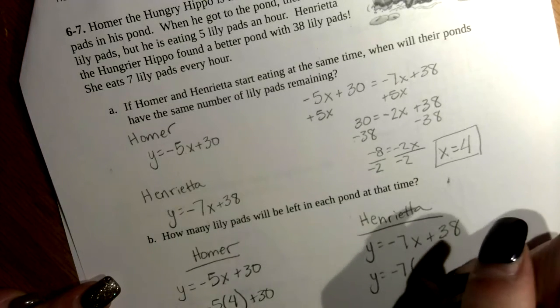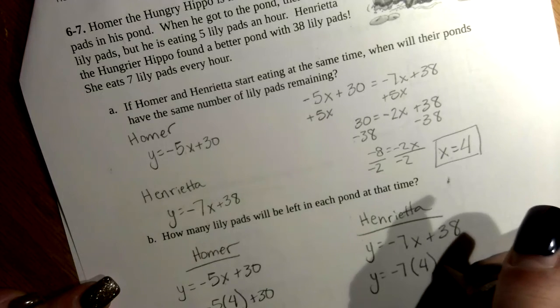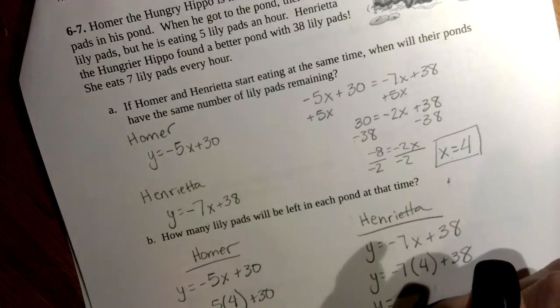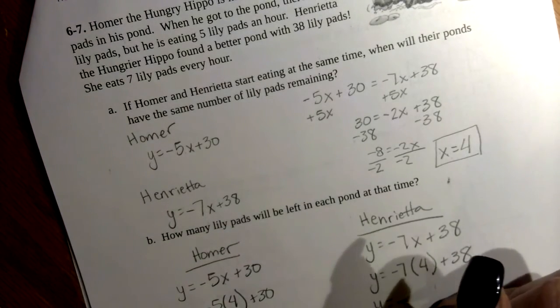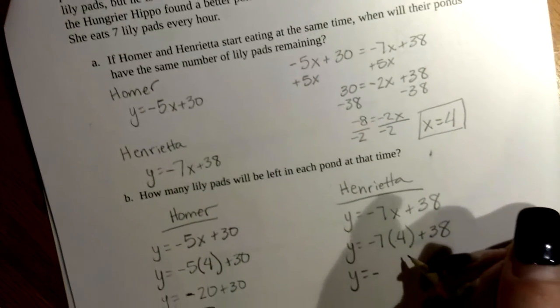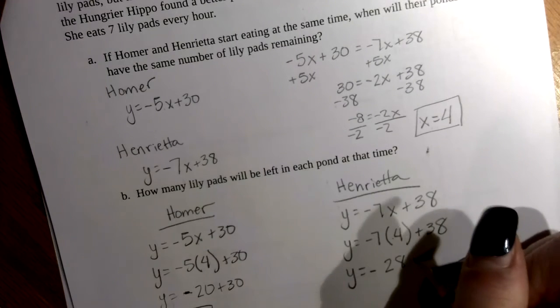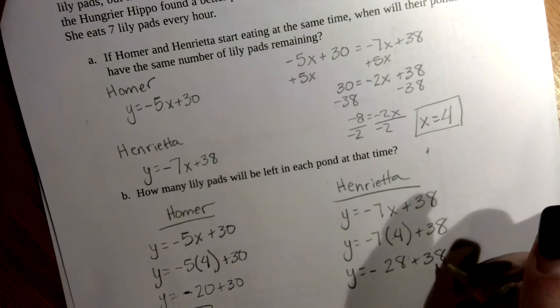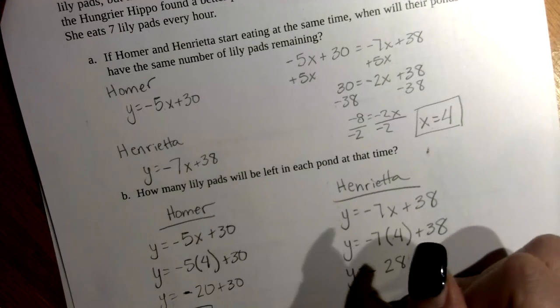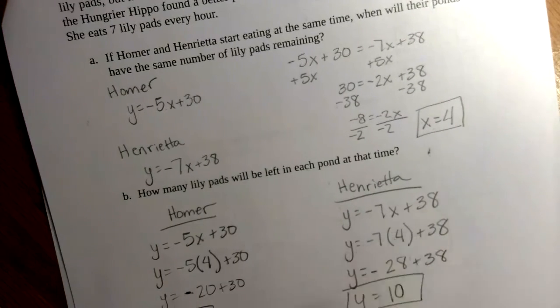All right, negative 7 times 4 plus 38. Remember that multiplication comes first. So negative times positive is negative. 7 times 4 we know is 28, plus 38. And then here, y equals 10. Perfect.